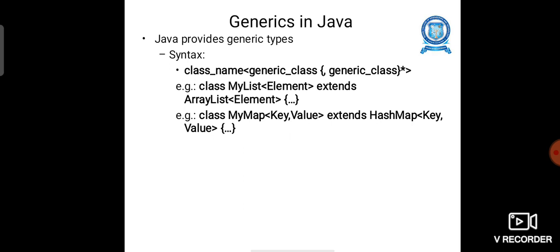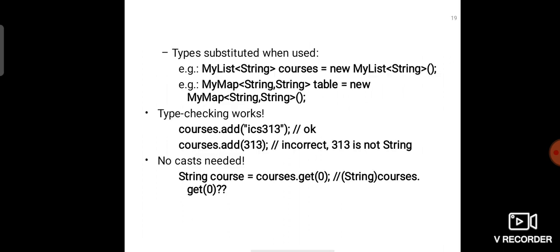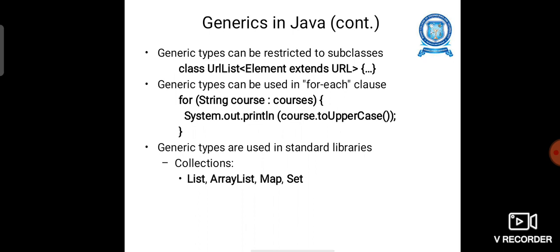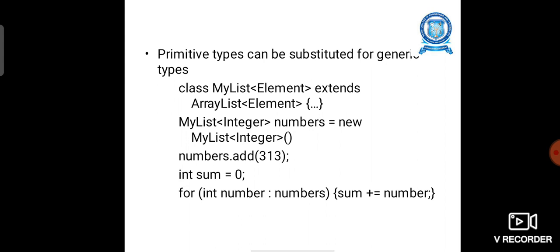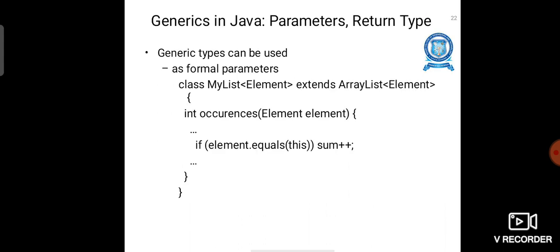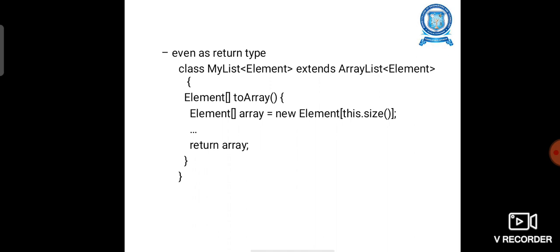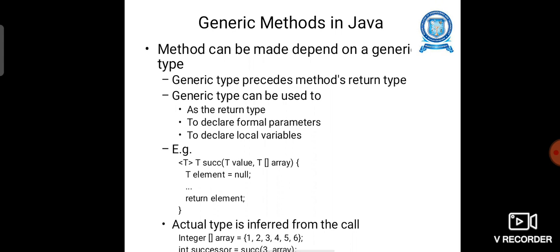Java provides generic types, so we can also use generics in methods in Java. But in the case of subclasses, generic types can be restricted. Generic types can be used as formal parameters in Java, even as the return type. Return type can also be generic in Java. A method can be made dependent on the generic type in Java. The generic type precedes the method's return type. A generic type can be used as the return type, to declare the formal parameters, and to declare local variables.